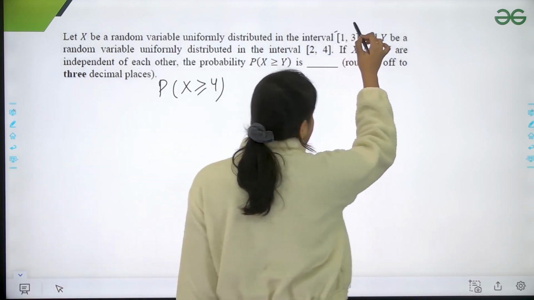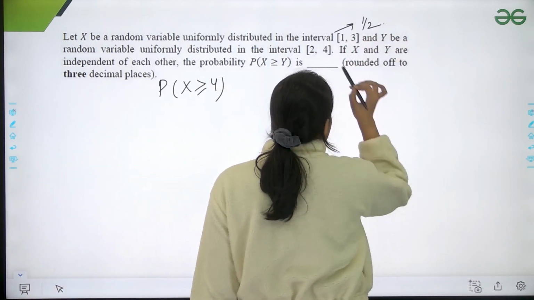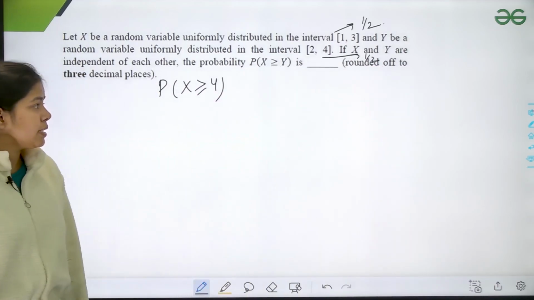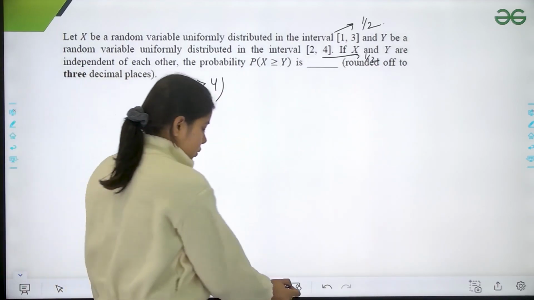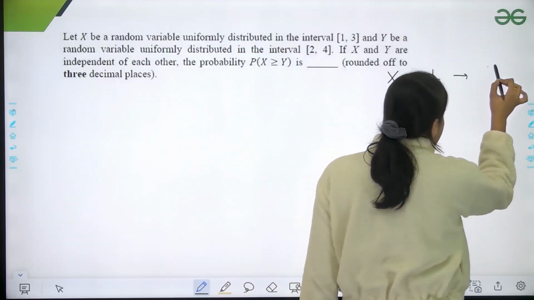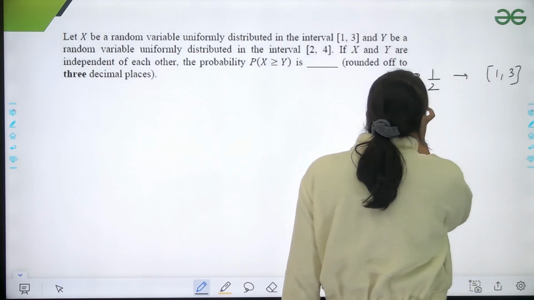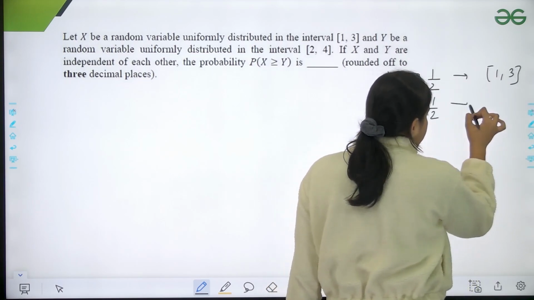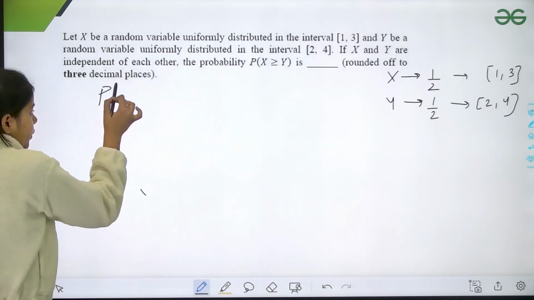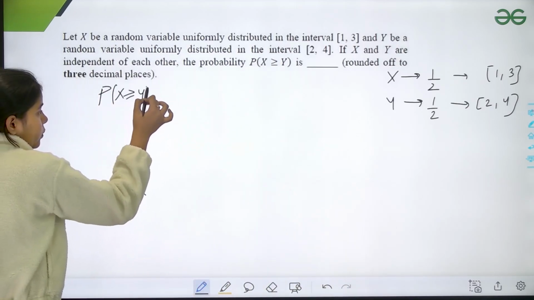So for this X variable, what is the probability density? 1/2. For this Y variable we also have density 1/2 because this is a uniform distribution. Let me write this down clearly. X has density 1/2 on the interval 1, 3. Y has density 1/2 on the interval 2, 4. I have to find the probability that X is greater than or equal to Y.